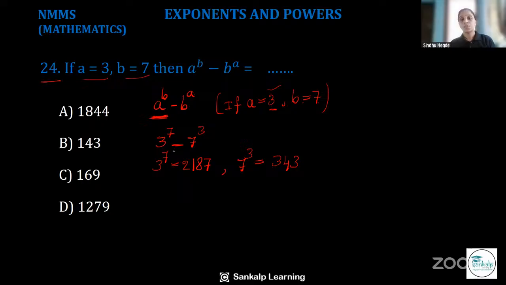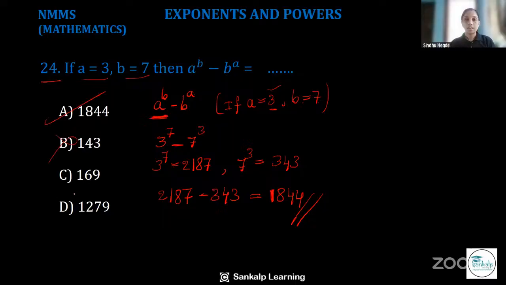We get 3 raised to 7 is 2187 minus 7 cube is 343. So 2187 minus 343 we get 1844. This is our answer. So a raised to b minus b raised to a, when a is equal to 3 and b equal to 7, we get 1844. So option A is our answer. Correct answer is option A.